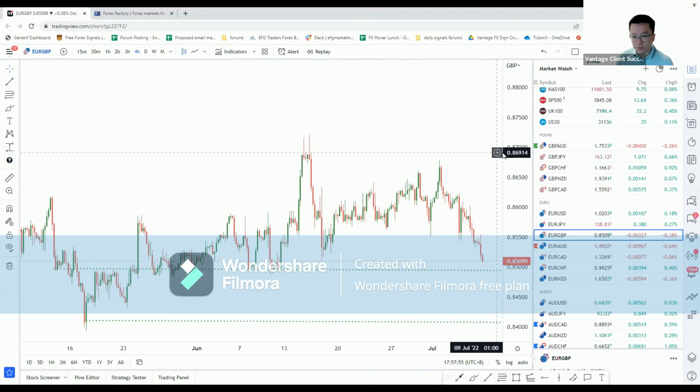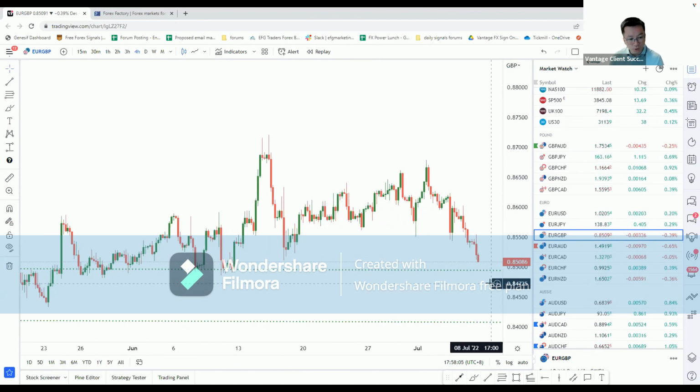So this will be something that I'll look forward to as well. Price needs to go down, close below that 0.85 level before we could look for a strong sell signal towards the downside, towards that 0.84 level.